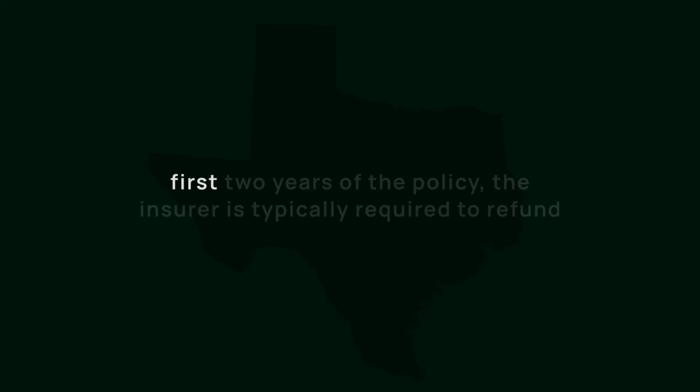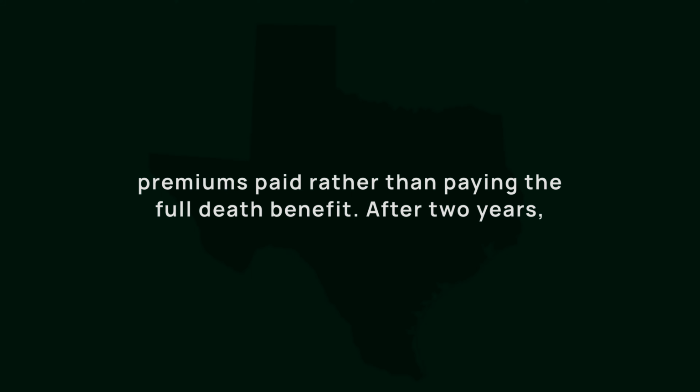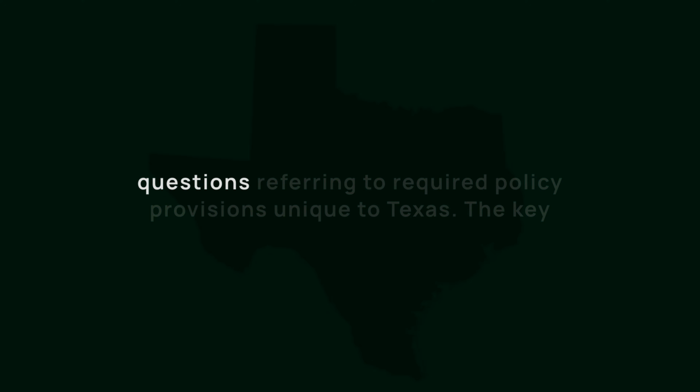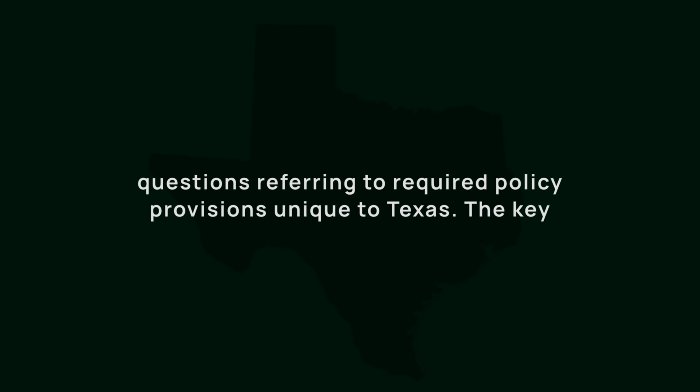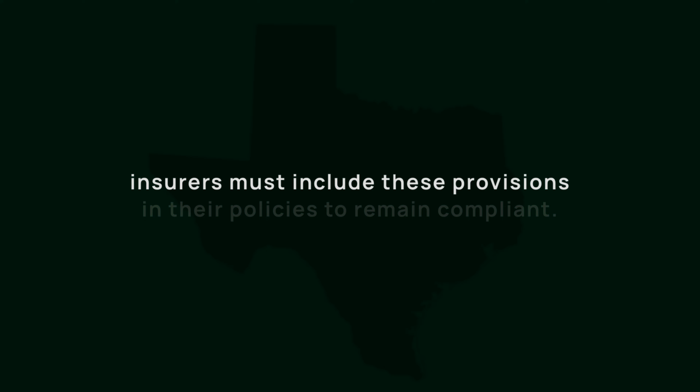Texas policies also include a suicide clause. If the insured dies by suicide within the first 2 years of the policy, the insurer is typically required to refund premiums paid rather than paying the full death benefit. After 2 years, suicide is treated like any other covered cause of death. You may see questions referring to required policy provisions unique to Texas. The key idea is that Texas law is very specific about protecting policyholders, and insurers must include these provisions in their policies to remain compliant.